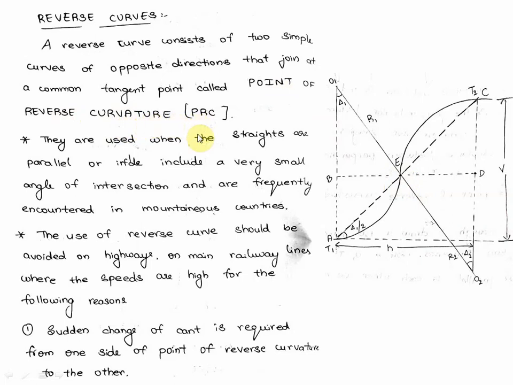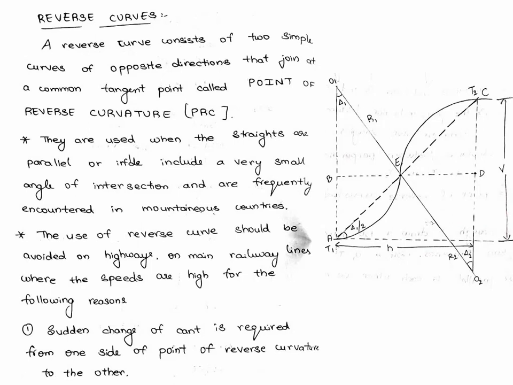PRC. They are used when the straights are parallel or include a very small angle. You can see here this is one straight, one alignment, and here another alignment. So when the two straights are parallel or include a very small angle of intersection, they are frequently encountered in mountainous countries. The use of reverse curves should be avoided on highways because it is dangerous. I will tell you in the next points how it is dangerous.